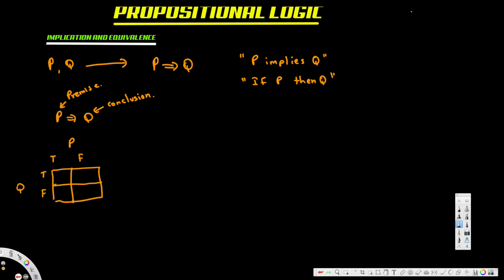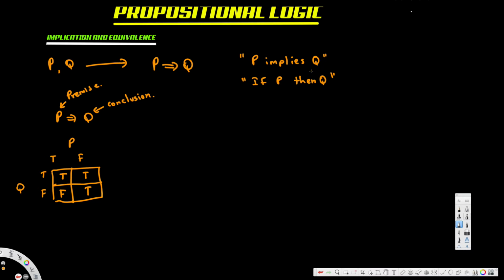So here P is true, Q is true, so this is true. For this one P is false, Q is true, so it's true. If P is true, Q has to be true. Here Q is false, therefore this is the only one that's going to be false, others are going to be true. So this is the truth table for P implies Q.